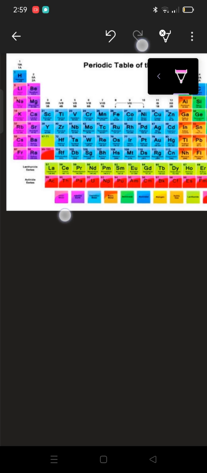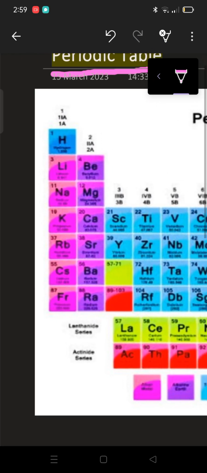Okay, so today we are starting the periodic table. As you can see the topic here, periodic table. Alright, so we are just going to discuss the first group for today. Let me zoom it out.